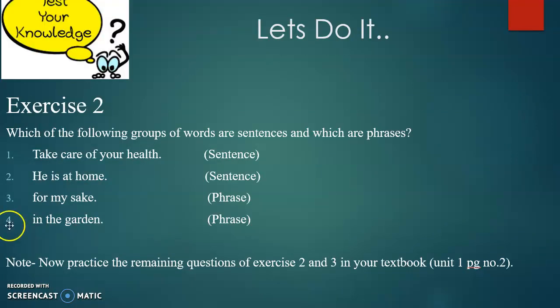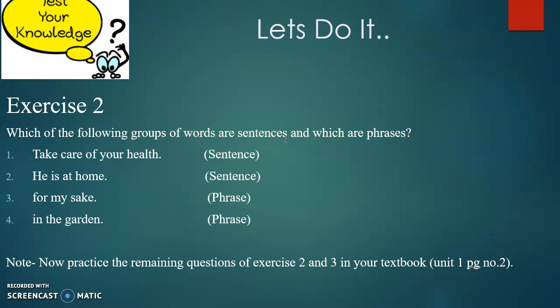Now, let's test your knowledge again. Let's do it. Exercise number 2. What is given here? First you read this. Which of the following groups of words are sentences and which are phrases?